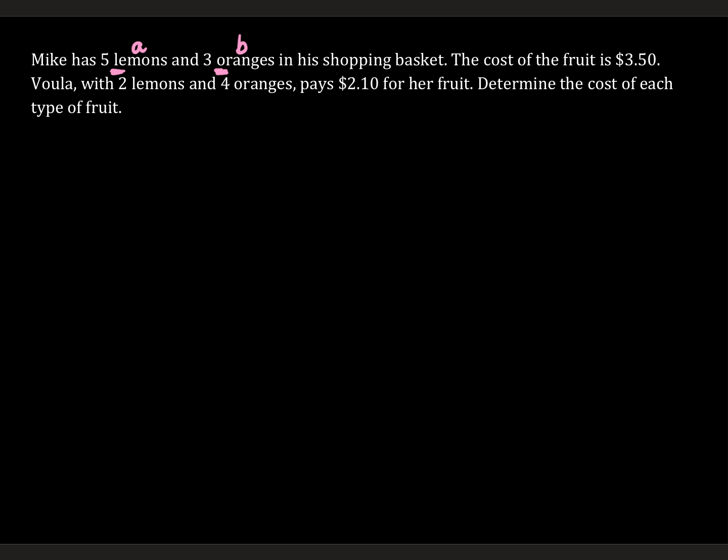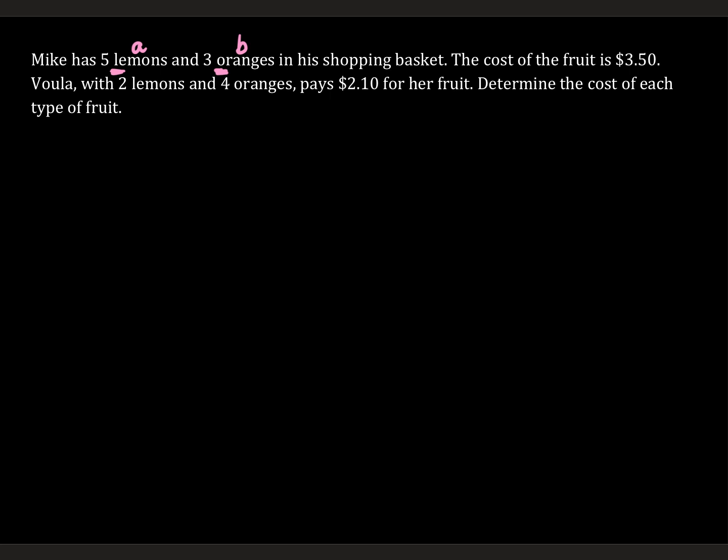Press pause. Okay, so let's read the question. Mike has 5 lemons and 3 oranges in his shopping basket. The cost of the fruit is $3.50. Vula, with 2 lemons and 4 oranges, pays $2.10 for her fruit. Determine the cost of each type of fruit.